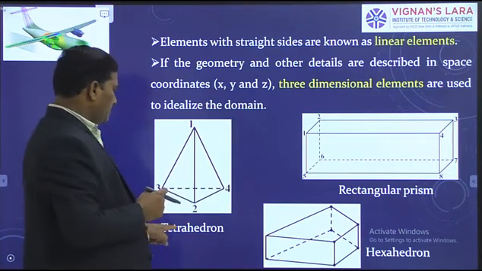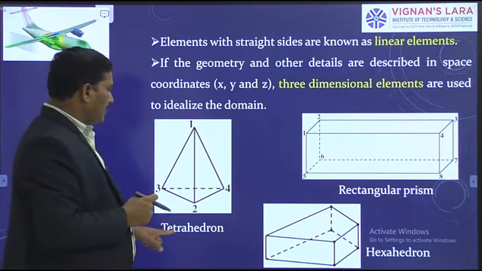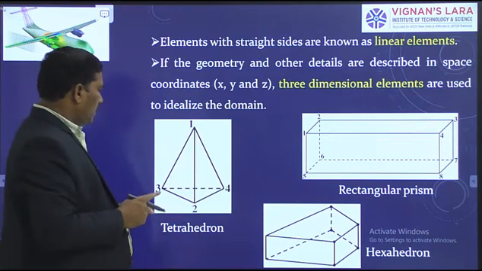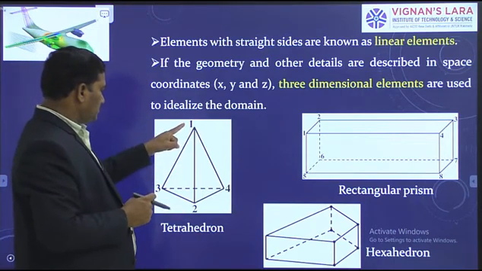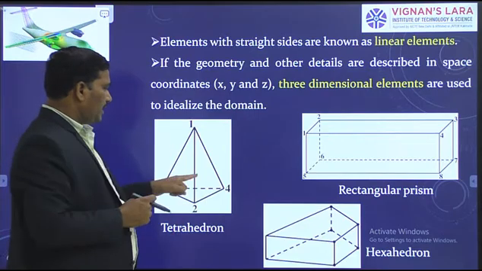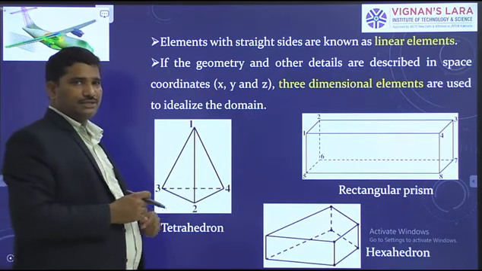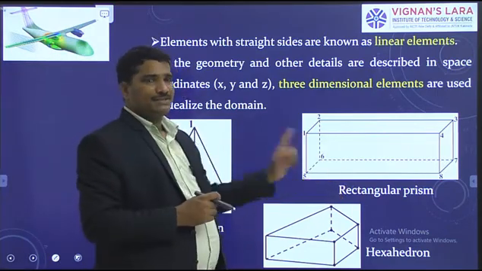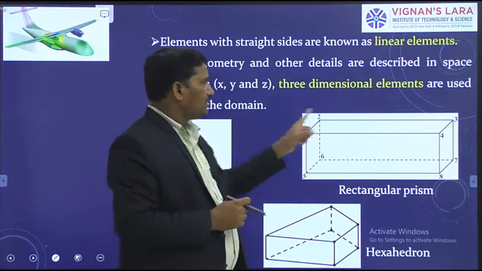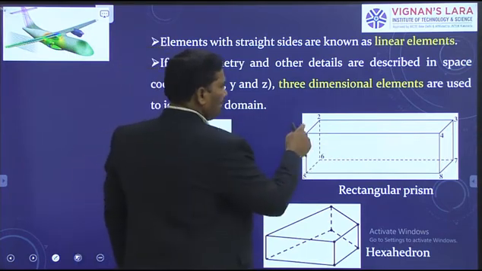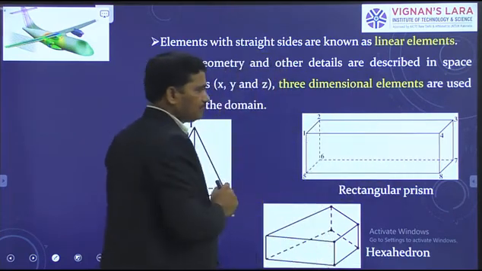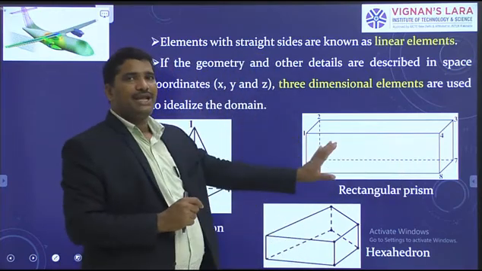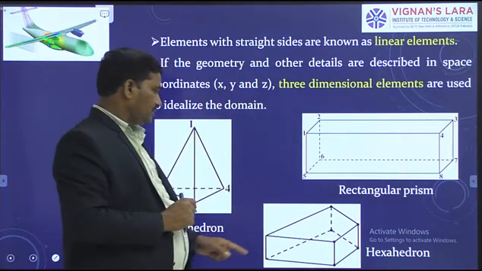Now, this is a three-dimensional element, tetrahedron. How many nodes does it connect? 1, 2, 3 and 4. 4 nodes are there. It connects 4 nodes. Next one. This is a rectangular prism. It connects how many nodes? See here. 1, 2, 3, 4, 5, 6, 7, 8. It has 8 nodes.